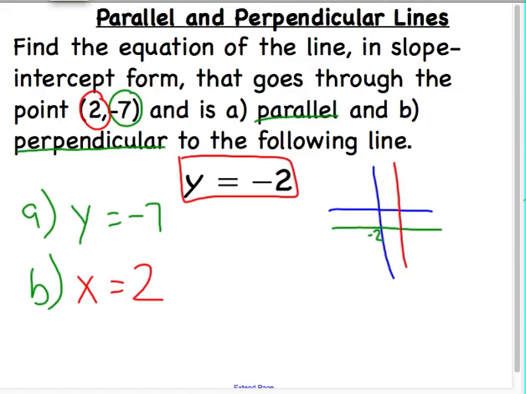So you just need to know that vertical lines are parallel to other vertical lines, horizontal lines are parallel to other horizontal lines, and horizontal and vertical lines are perpendicular to each other. So in these types of problems, you're not computing any slope or doing any negative reciprocals. You're simply just thinking about it and giving the answer.